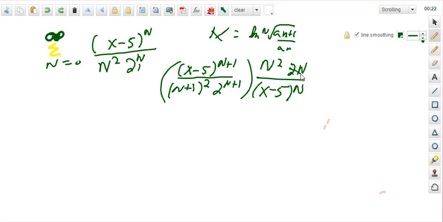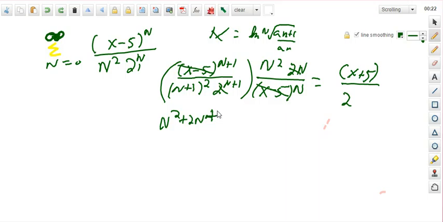Is that right? So when you cancel that and that, you get 2 down here, right? And then when you cancel this and that, you get x plus 5. But how are we going to deal with the n squared part? Because if I'm squaring this whole thing, then this is n squared plus 2n plus 1, right?